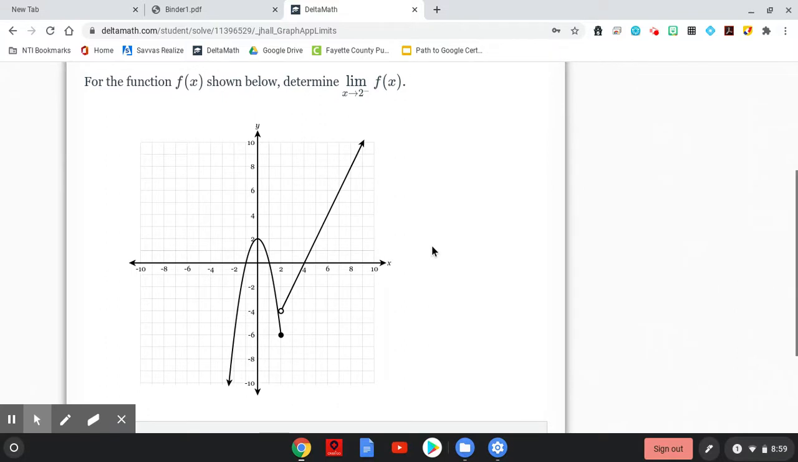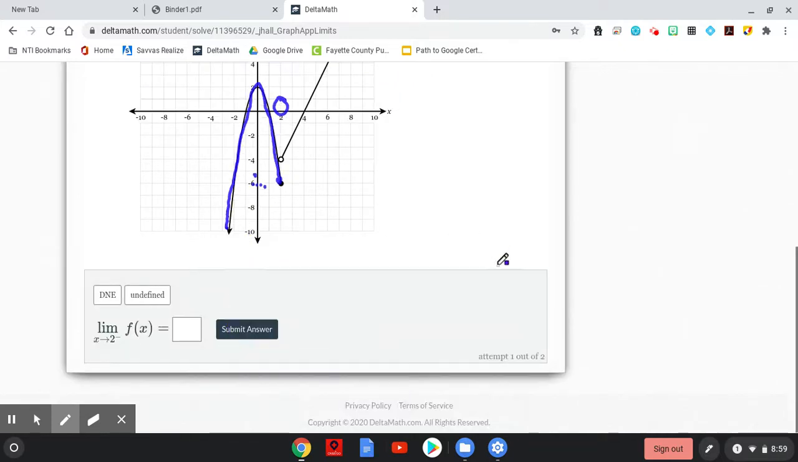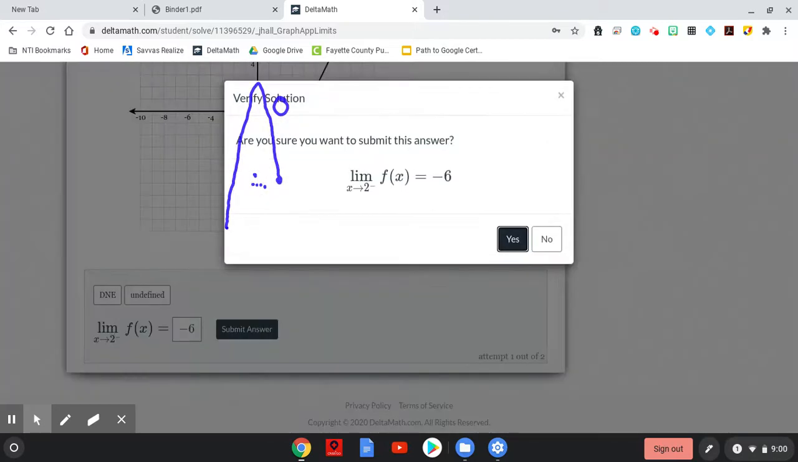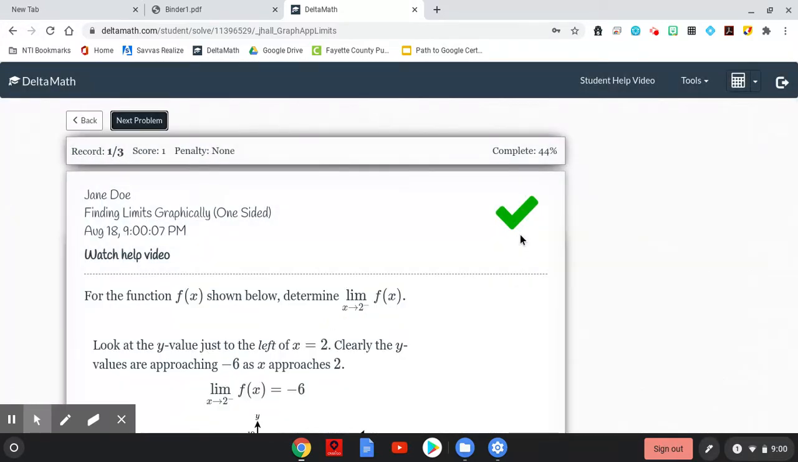Okay, so I have this graph, and I need to determine what is the limit as x approaches 2 from the left. So here's the number 2. And all I want to know is what's happening as x approaches 2 from the left. So I jump on the left side of the graph. As x approaches 2 from the left, the y values approach, stop right here, the y values approach -6. So I'll go down, type in -6 and submit my answer. Oh yes, good, that's correct.